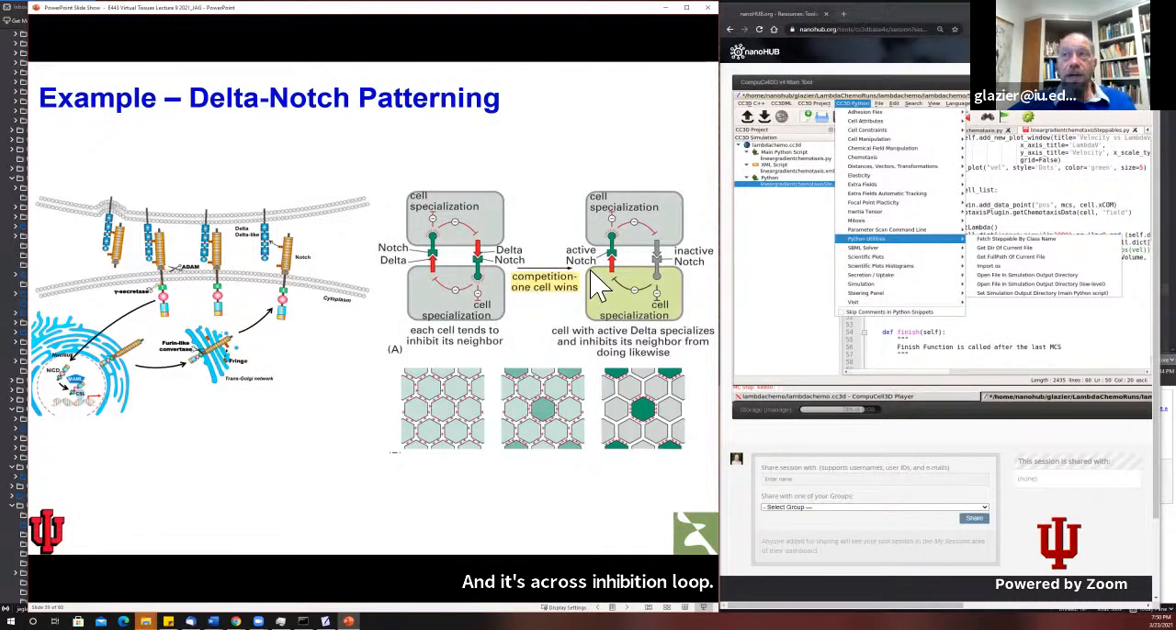Ultimately, either notch or delta wins in each cell, and you wind up with a situation like this, where you have high delta surrounded by low delta, high delta surrounded by low delta. So it's a little bit of social distancing. The delta cells move to isolate themselves from each other. And this kind of patterning is very typical in development. It's typical also in wound healing, and it's in vascular development, and it's messed up in cancer.